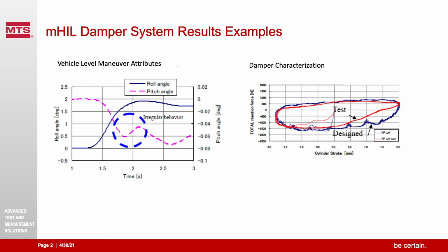One of the benefits of the mHIL damper test system is being able to identify issues while running vehicle level maneuvers and then determining the root cause of the abnormal behavior through a variety of testing on the system. Looking at the vehicle level maneuver attributes data plot, you see a real example of a vehicle level maneuver identifying a funny pitch behavior of the vehicle utilizing the mHIL damper test system. This led to a recharacterization of the damper force displacement curve as shown in the traditional damper characterization plot, which identified the issue at hand. These data plots illustrate several of the many applications the mHIL damper test system can be used for.